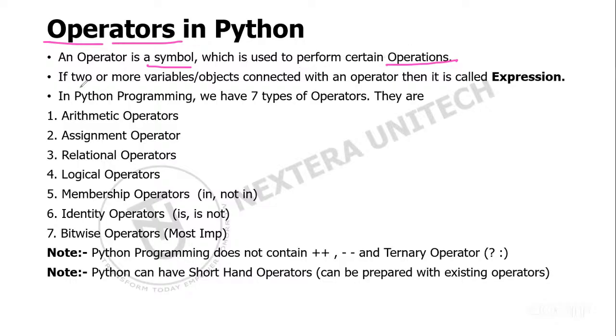Then, if two or more than two variables are connected with an operator, then it is called an expression. So let us understand. When we move further, you'll understand what exactly an expression is.